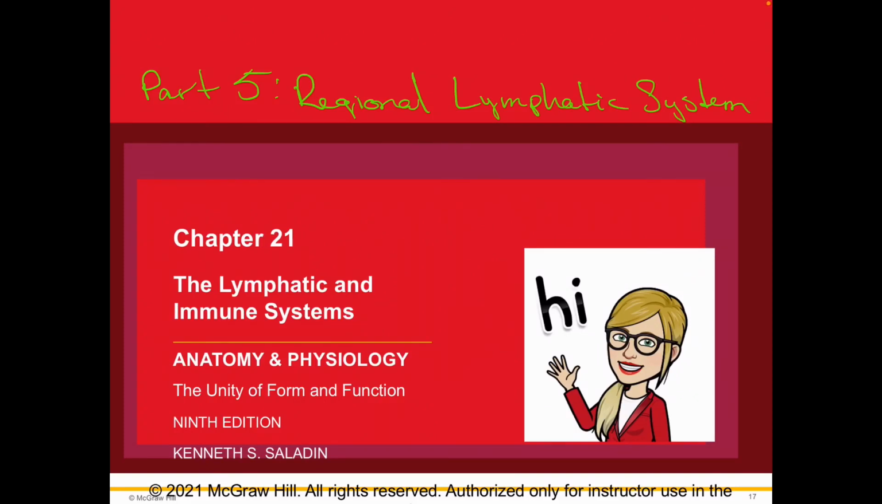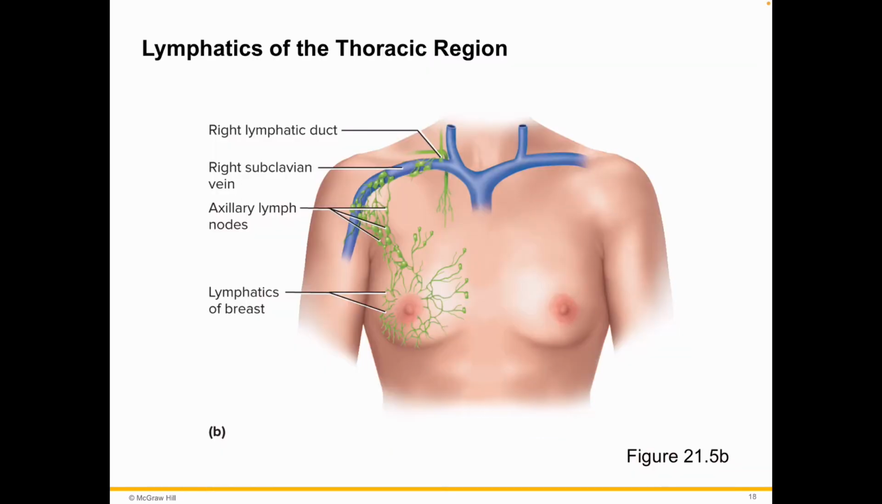I'm back and we are going through the lymphatic system, and now we're going to look at some of the regional features of the lymphatic system. So we're going to start with the thoracic region. The thoracic region is like the thorax of the body.